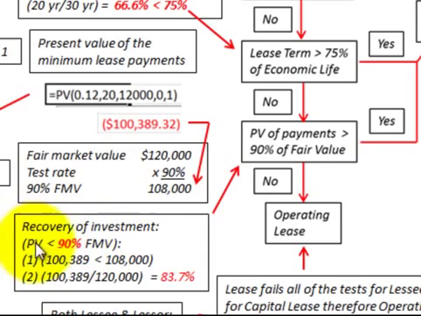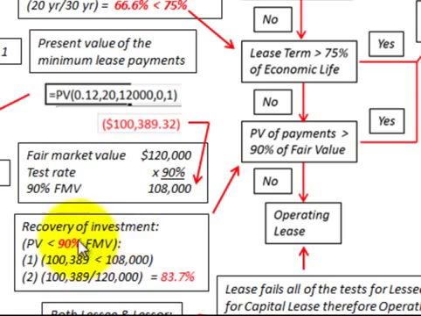So we're going to determine that this present value is less than the 90% of the fair market value, and that means it's going to fail the test, because the present value of the minimum lease payments has to be greater than or equal to 90% of the fair market value of the leased asset.